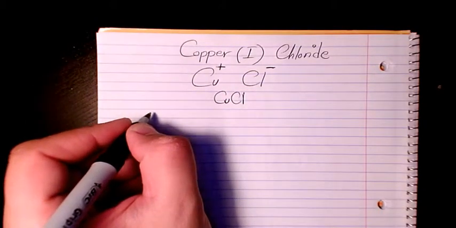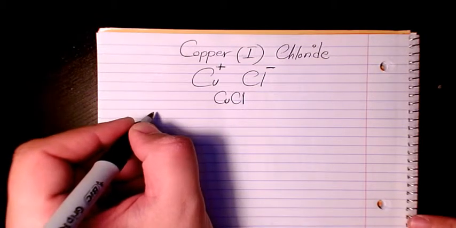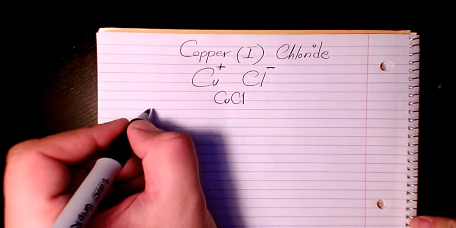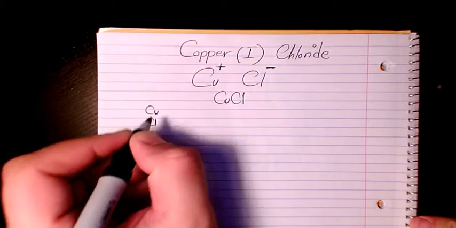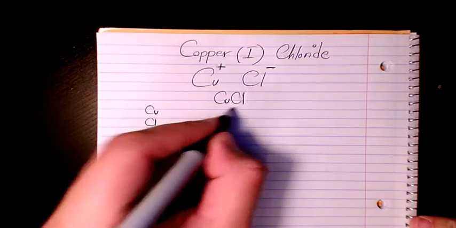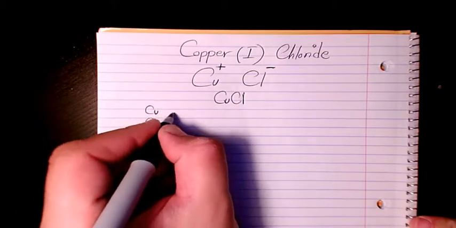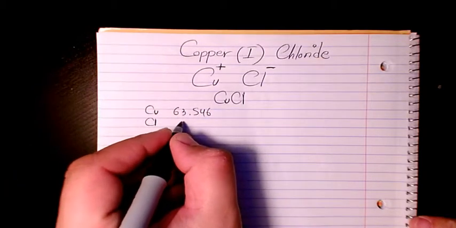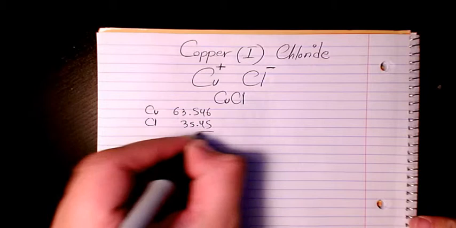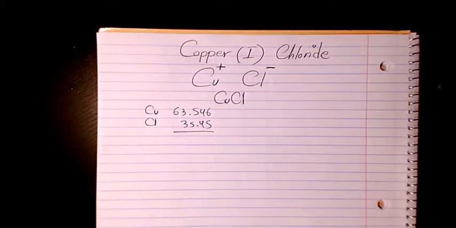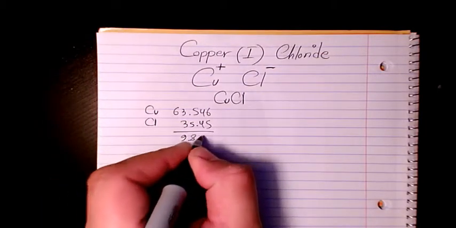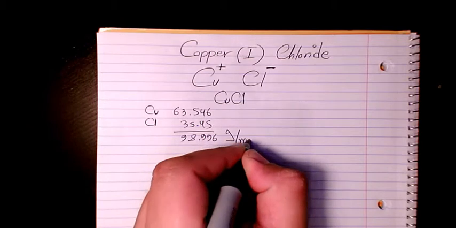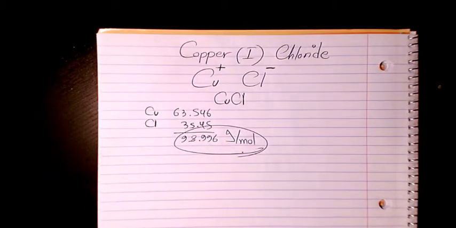Then if I want to find out the molar mass or molecular weight of this compound, I need to write Cu and Cl. We have only two elements and we have one from each. Copper is 63.546 and chlorine is 35.45. Then you need to add them, 63.546 plus 35.45. That makes it as 98.996 grams per mole. So that's the molar mass or molecular weight of copper 1 chloride.